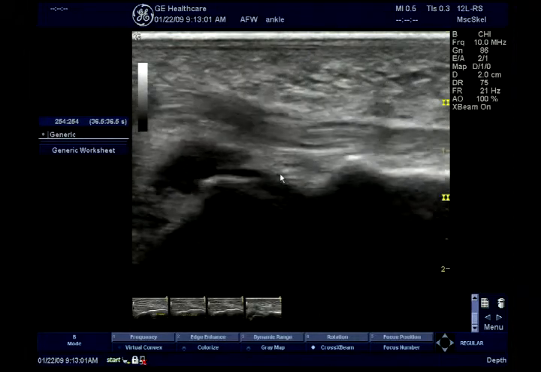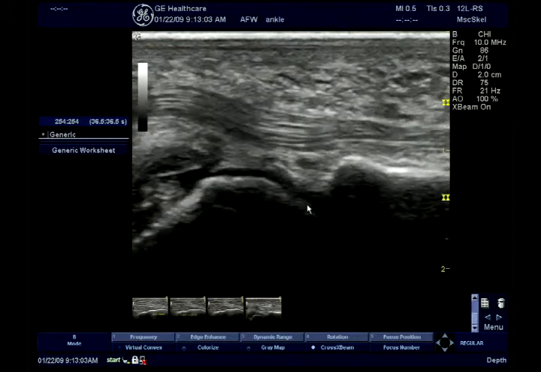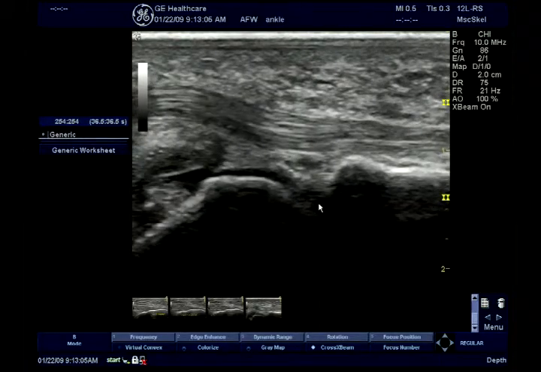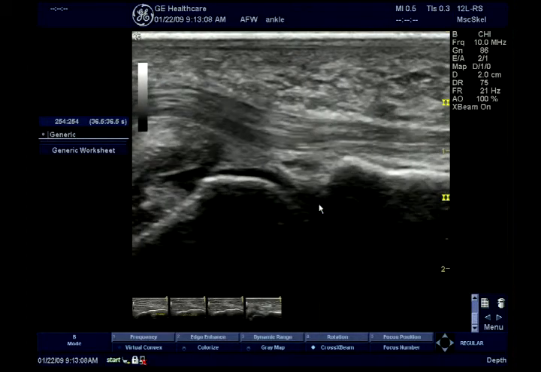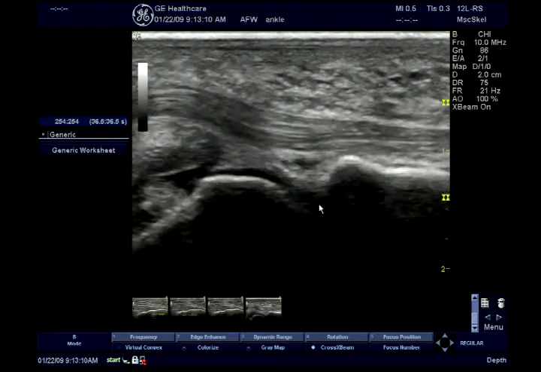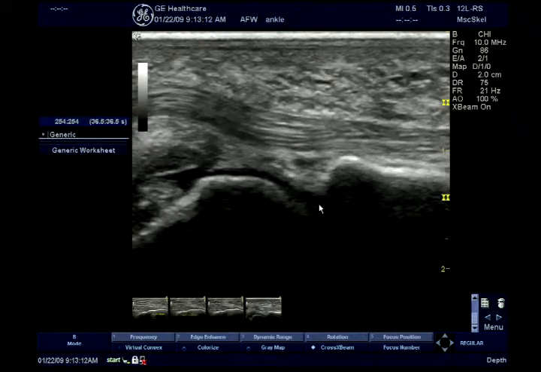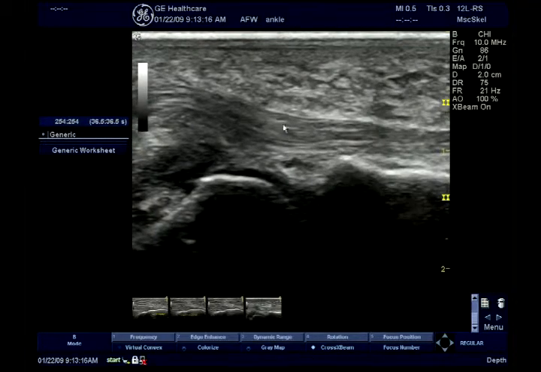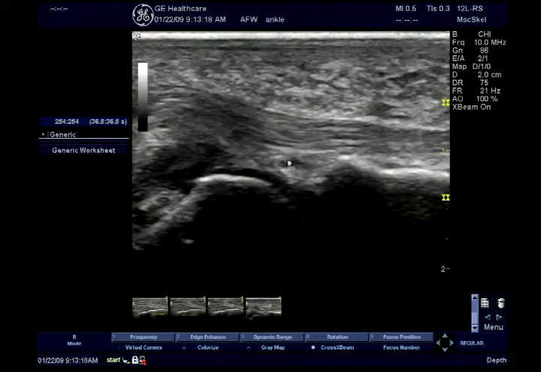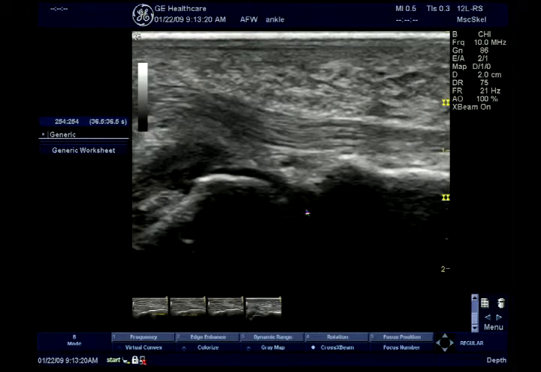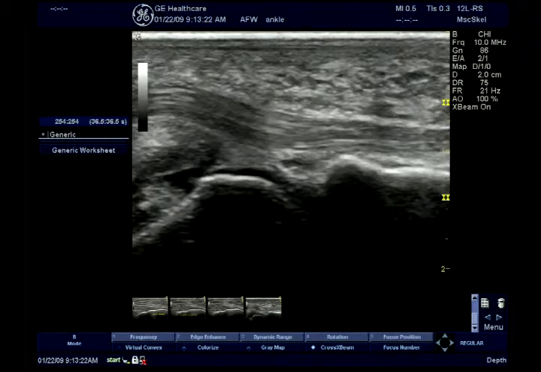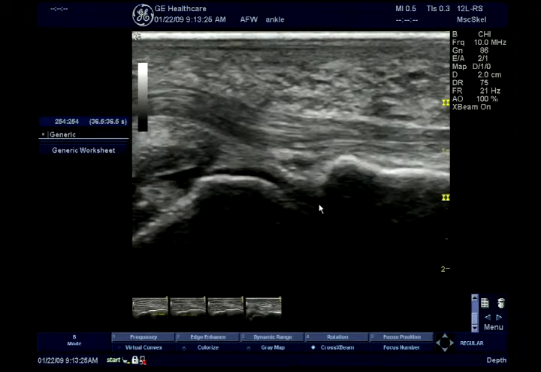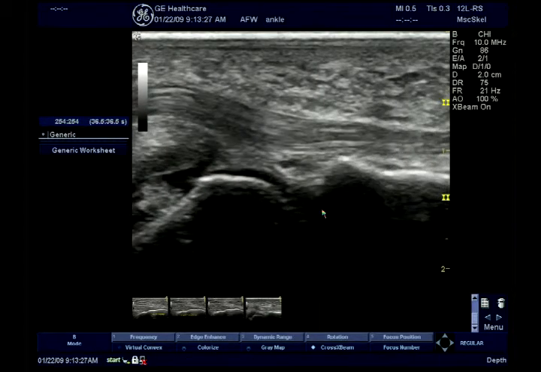Now, as I focus on the first MTP joint, we can identify several bony structures here. So again, this will be the flexor hallucis longus tendon, and this is going to be the metatarsal phalangeal joint of the first joint. Let's go back to a live image to obtain that in better detail.